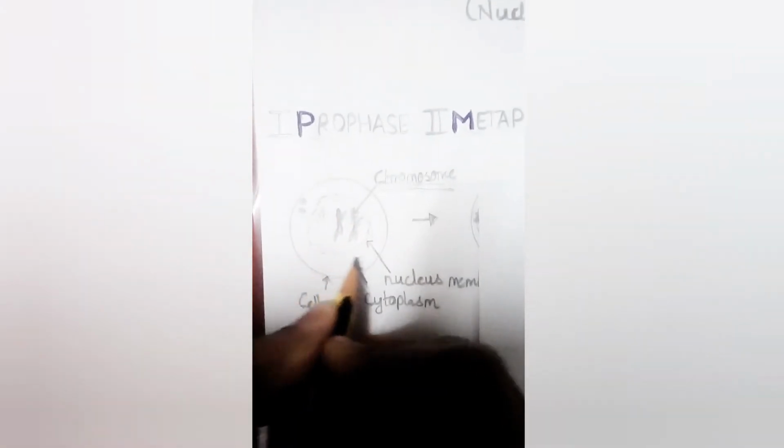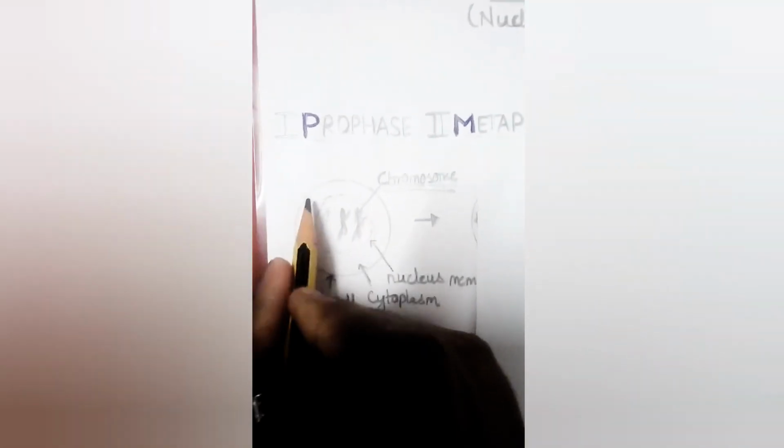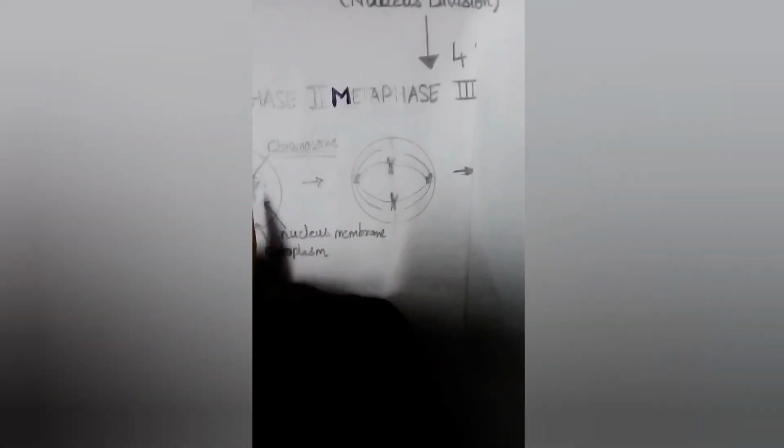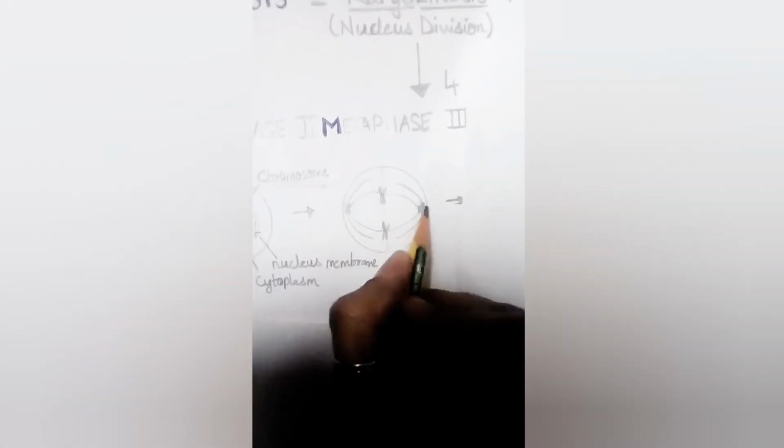The nuclear membrane starts to disappear. The nucleolus also starts to disappear, and there is formation of centrioles. Centrioles are a form of proteins which will be required further in mitosis. So after prophase, the next phase is metaphase. In metaphase, these centrioles that were formed go to the opposite sides, that is the polar sides of the cell.